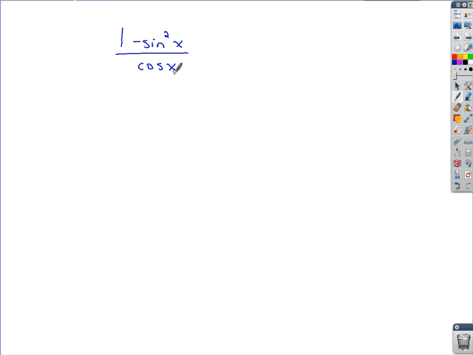There you go. A habit we want to start getting into. If we see sine squareds, cosine squareds, 1s, we see those as combinations. That identity of sine squared of x plus cosine squared of x equals 1 can probably be used somehow. Up here we've got 1 minus sine squared of x. As an extension of this identity, 1 minus sine squared of x is equal to cosine squared of x, right?